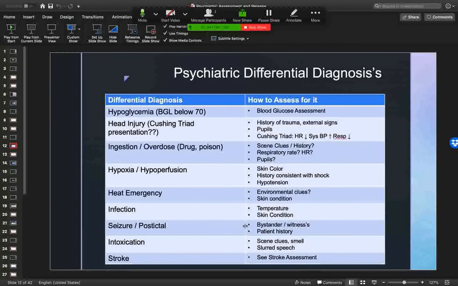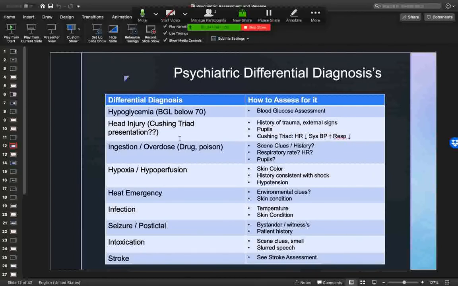Seizure, postictal, bystander witnesses, do they have any seizure activity? Patient history, do they take medications? Do they have a bracelet on? Something that can tell us if they're a postictal or a seizure patient. Intoxication, this is another one, okay? Scene clues, smell, slow speech, decreased mental status, something like that, but it'll be another thing from bystander witness history as well. And then stroke, okay? And we're going to complete our stroke assessment, Cincinnati, and the LA motor, which is the secondary one.